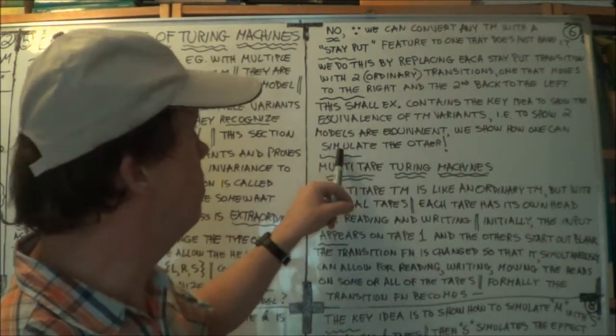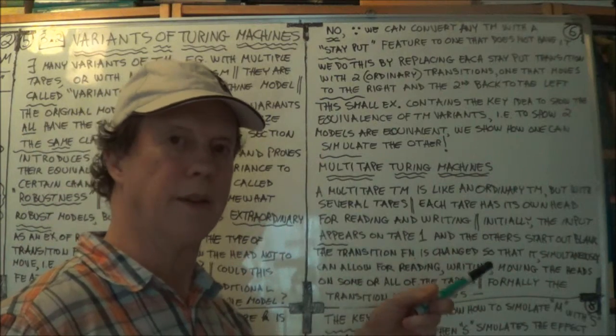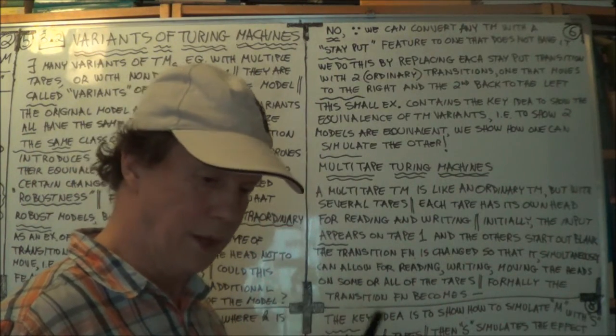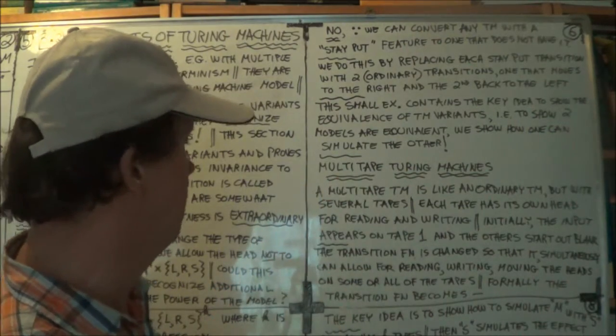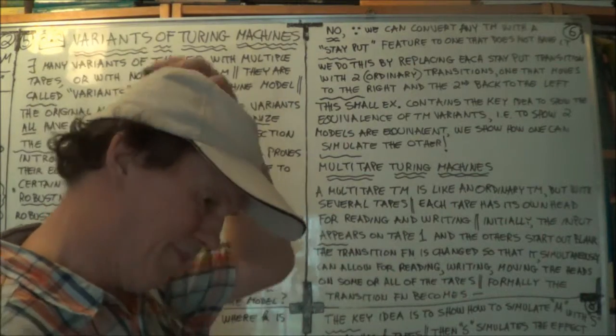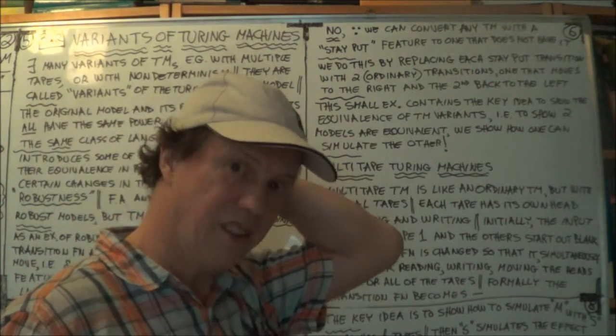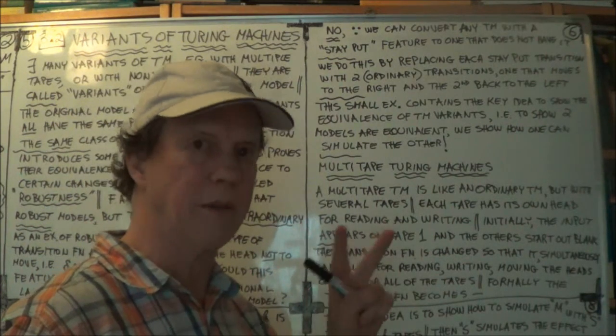And to do that, you simulate. So you take one and you simulate it by the other. And if you can do that, they're equivalent. So I guess the key word here is simulation. All right, now we pass on to an actual example of a variant, an important one. In fact, we'll do two main ones.